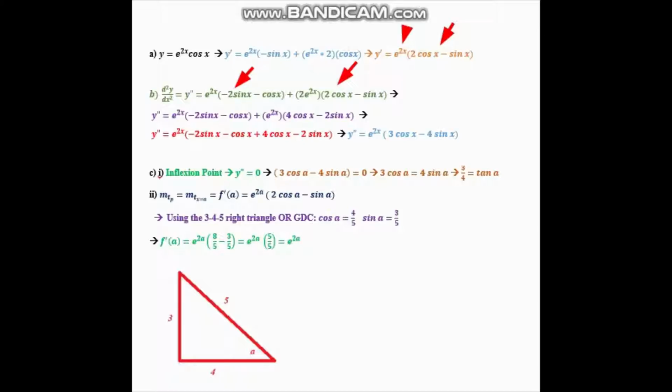And in this purple equation, all I've done is distribute this 2 right there. I've distributed it on the second bracket, so I got 4 cosine x minus 2 sine x. Now to go from the purple expression to the red expression, all I've done is take the e to the power of 2x out as a common factor, and what remains is the bracket right there, negative 2 sine x minus cosine x, added to the bracket right there, which is 4 cosine x minus 2 sine x. Next, I simplify, arriving at the final expression in blue right there.